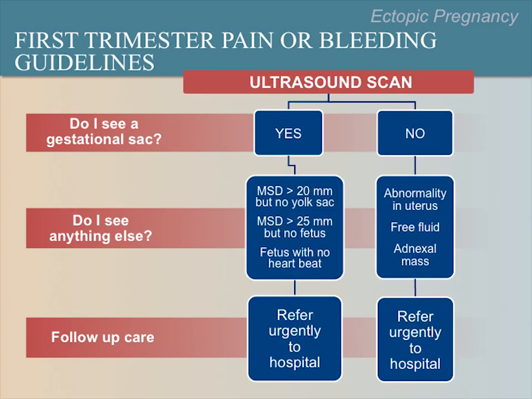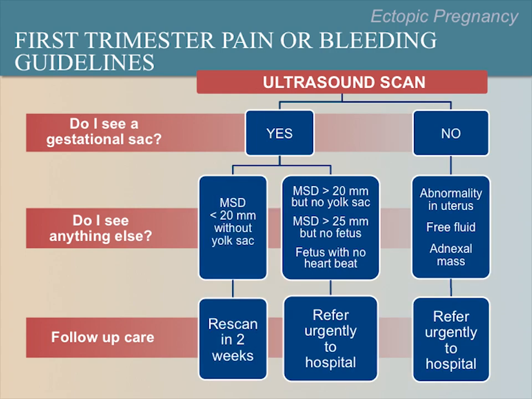If you see a gestational sac and the mean sac diameter is more than 20 millimeters without a yolk sac, or more than 25 millimeters without a fetus, or the fetus has no heartbeat, refer urgently to the hospital. These cases may represent a mix of ectopic pregnancy, blighted ovum, and fetal demise. If you see a gestational sac that is less than 20 millimeters without a yolk sac, repeat the ultrasound in 2 weeks.